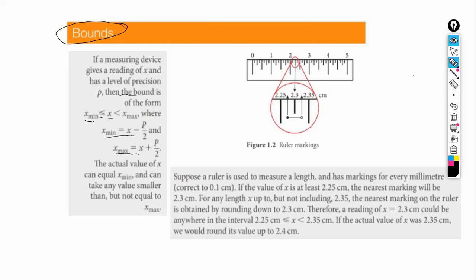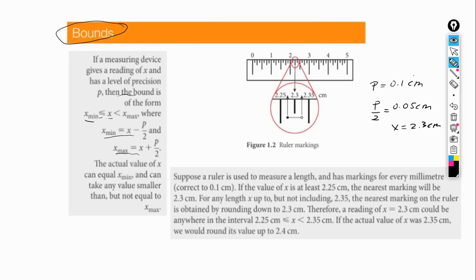So I think this is easier to explain with an example. Let's suppose we get a reading. So this is a ruler, and the ruler has a precision of 1 millimeter. So P would be 0.1 centimeters. Therefore, P halves would equal 0.05 centimeters. Then if we get a reading of 2.3, that would be our x, right? X would equal 2.3 centimeters.